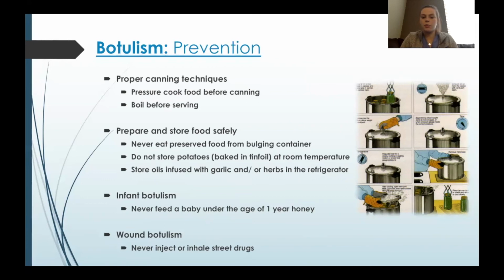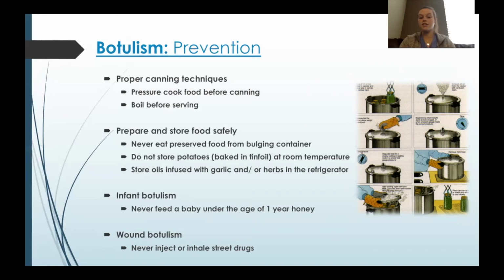It's also important to prepare and store food safely. Never eat preserved food from a bulging container, as that can show signs of botulism that has grown. Do not store potatoes that you've already baked in tin foil at room temperature. And also store oils that are infused with garlic and/or herbs in the refrigerator.